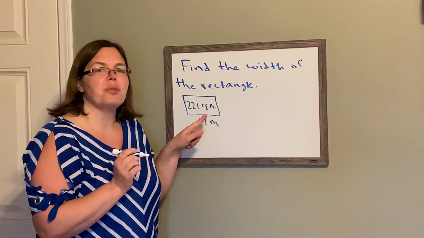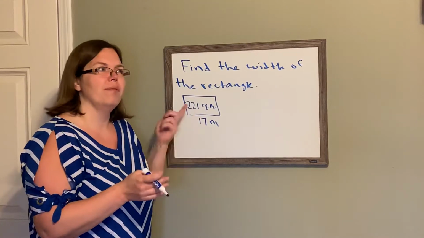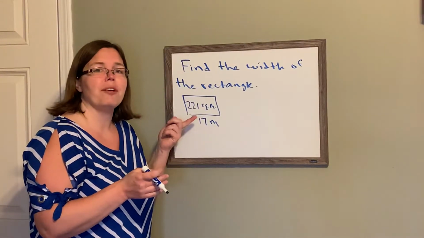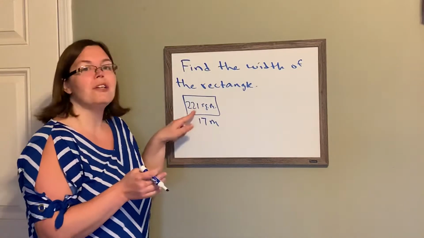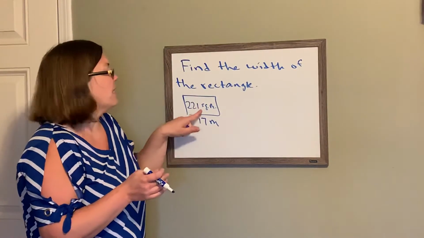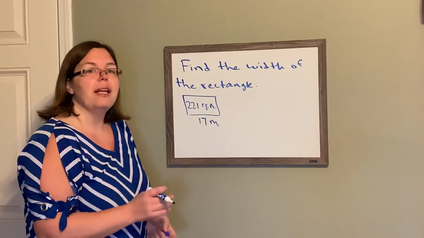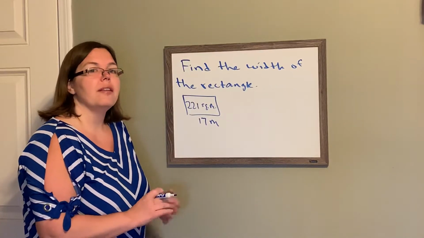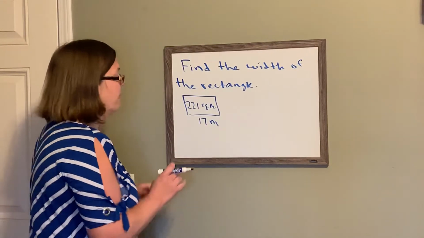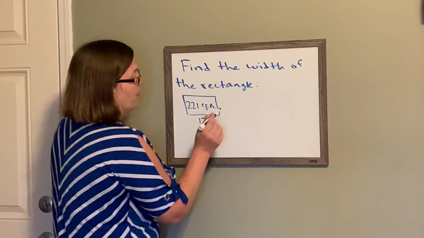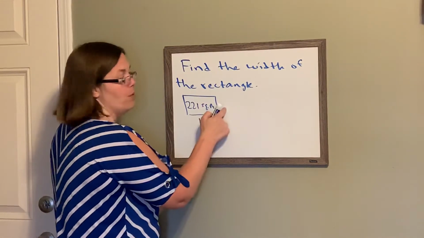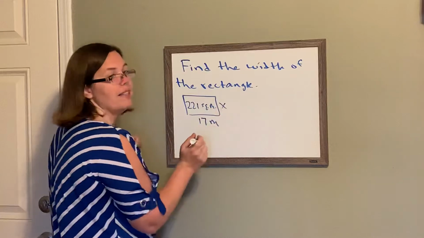Now, when you first look at this problem, you're probably trying to figure out, well, how do I know if they gave me the perimeter or area? We know they gave us the area because it says square meters. And anytime with area, the unit is square unit. So I know the area is 221. I don't know what the side is. They said we need to find the length.